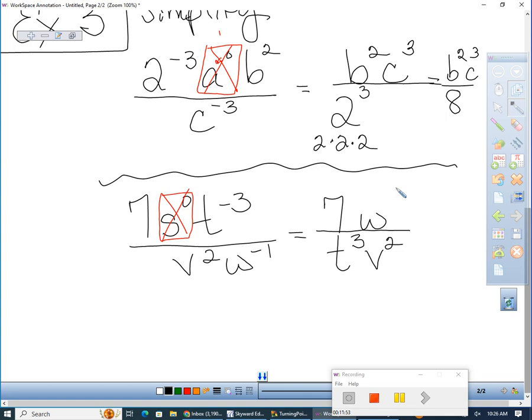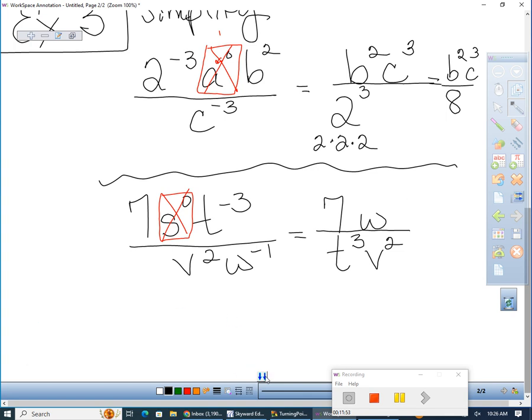One of the things I want to point out is, can anybody tell me, why did I write them in this order on the bottom? Alphabetical. Very good. Is it wrong if it's not? It's not technically wrong, but it is better if it is. Yeah, the math gods like it if it's in alphabetical order.